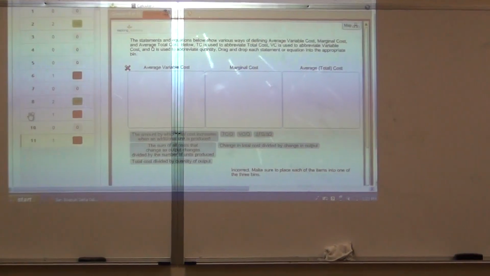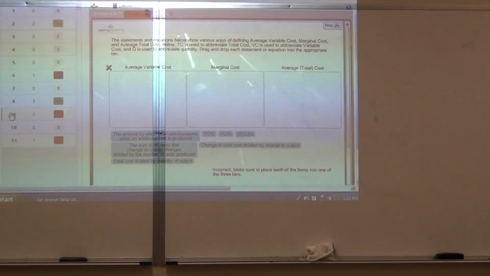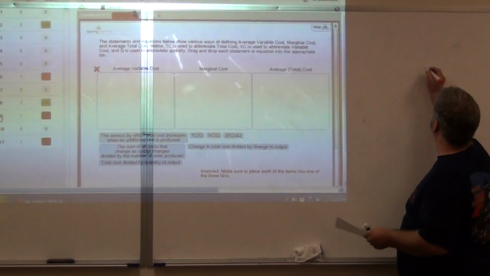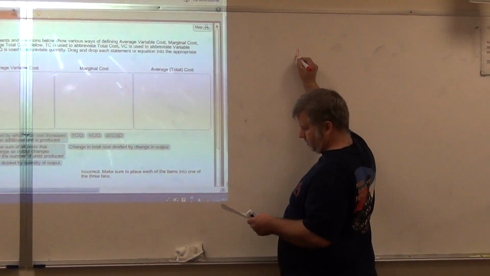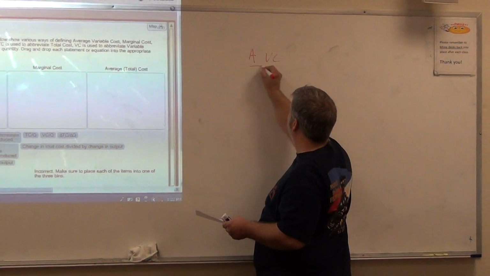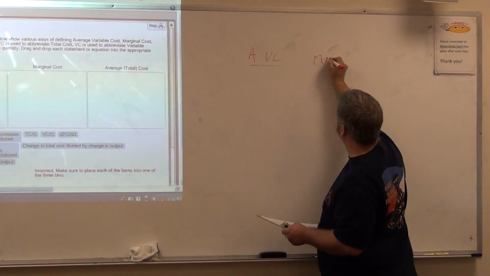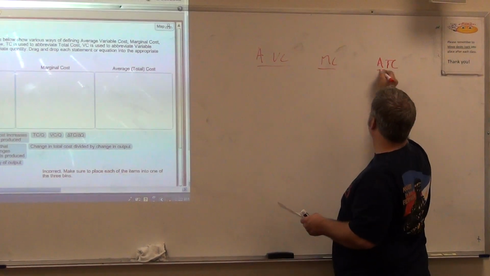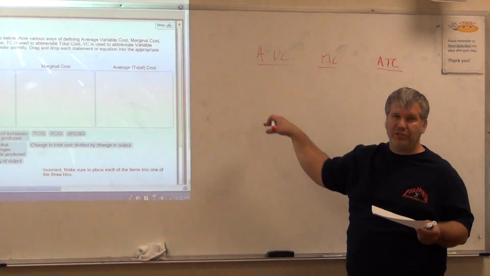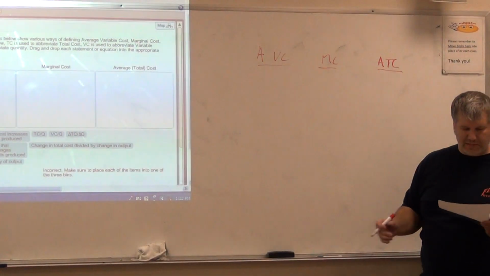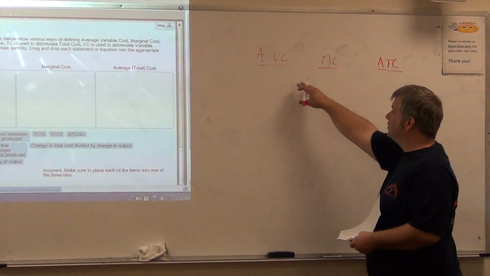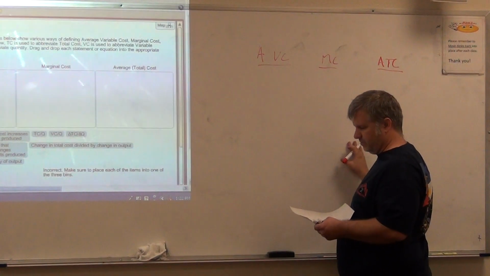And this is a sorting exercise. I know all of you love sorting exercises. What I'm going to tell you, you're trying to sort between average variable cost, marginal cost, and average total cost. I'm not going to give you the answer of the equations because I've given that to you over the last few problems. So all the equations that you're given as examples, they just go in their appropriate place, right?